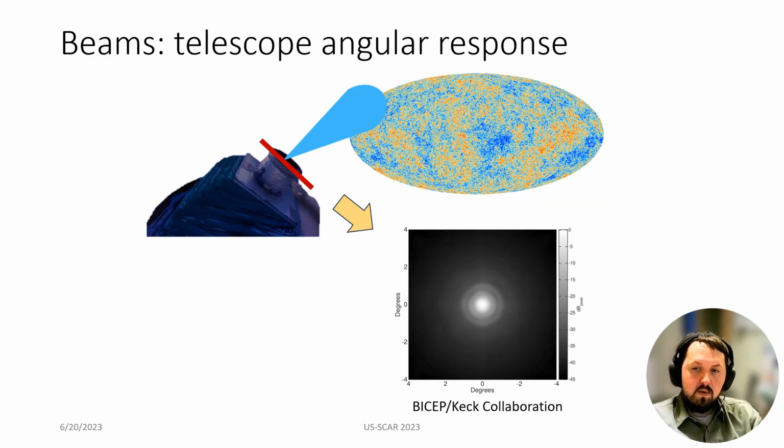As I mentioned earlier, one area that requires much characterization and calibration is a telescope's angular response, or beam. For those of you familiar with optical telescopes, this is called the point spread function. In other words, this is how the telescope actually sees. And ideally, for the BICEP Keck telescopes, the beam would be Gaussian. In other words, as you move radially outward, the beam response of the telescope should drop off as a Gaussian curve would.